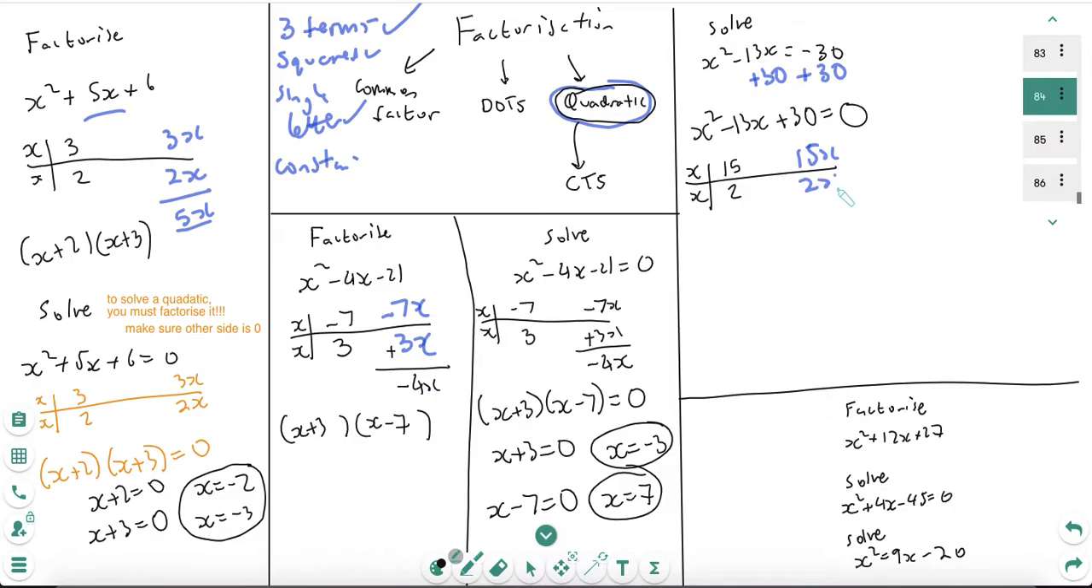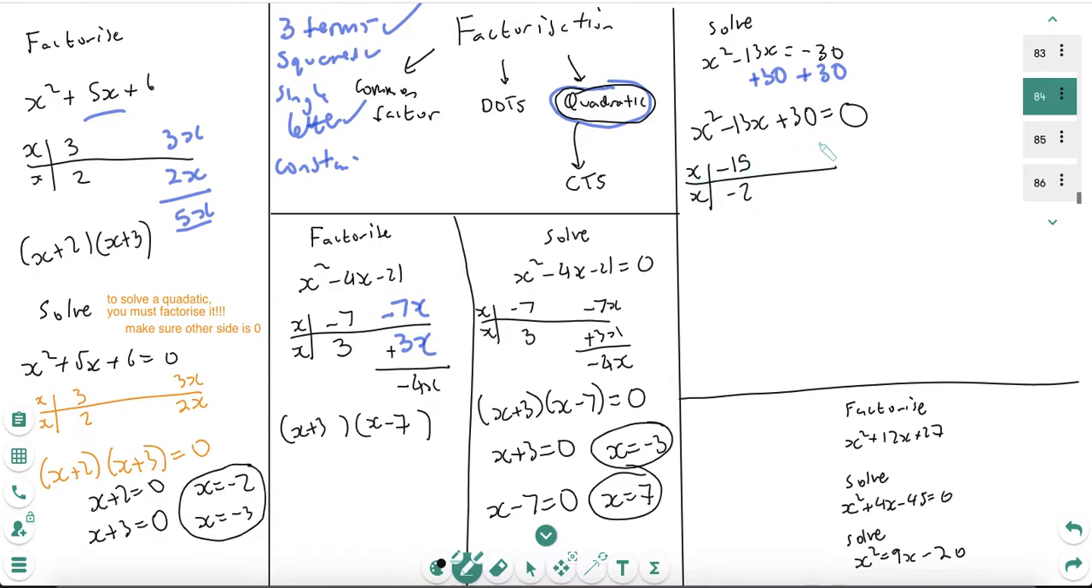X times 2 is 2x. That makes 17x. Well, I want negative 13x. So I have to multiply to a positive number, but it has to combine to make a negative number. Let's think of my multiplication rules. A positive times a positive makes a positive, but also a negative times a negative makes a positive. So why don't I do negative 15 and negative 2?